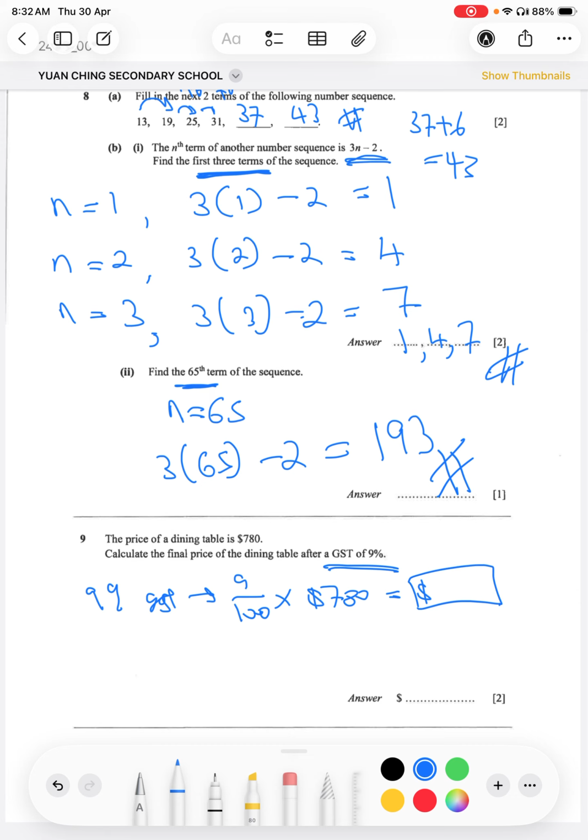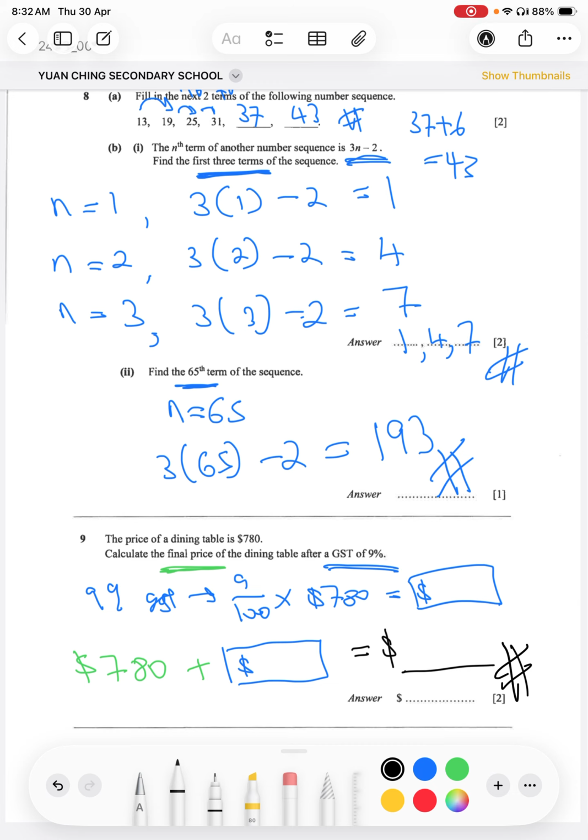Then they want the final price. The final price will be the $780 plus the GST. Plus the GST, then that will be the final price. This will be the answer. Okay, for this, you need to add the GST to the price of the dining table, then you get the final price. So you press your calculator, you get your answer.